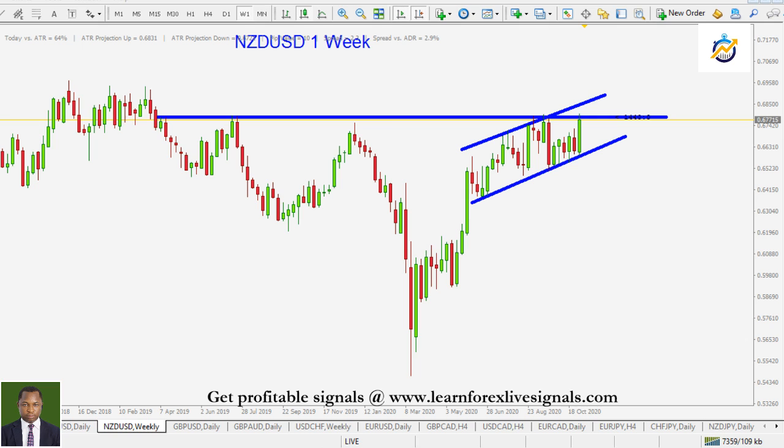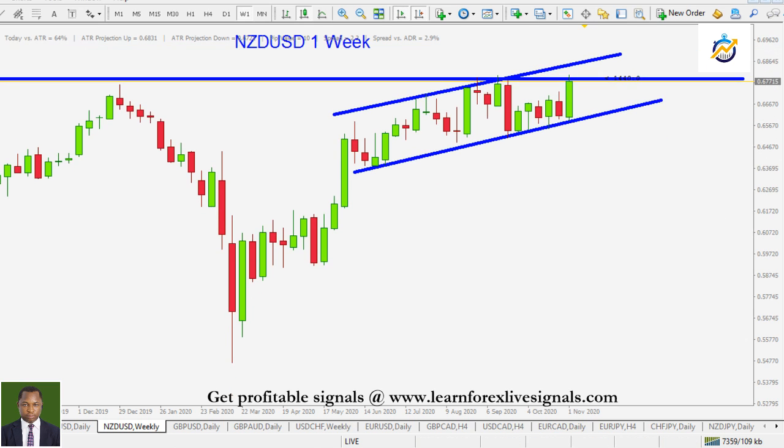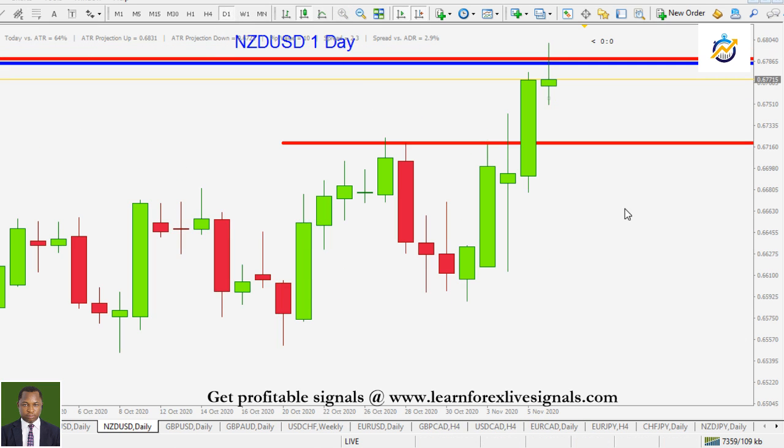Then you also find this level here that has been holding price as resistance. Price is currently trading around that level we talked about as resistance. Now let's look into the daily time frame. In the daily time frame, I'll zoom in for you to see.